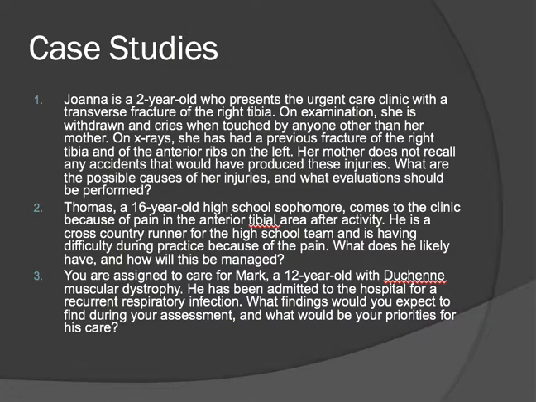All right, number 3, you're assigned to care for Mark. He's 12 with Duchenne's muscular dystrophy. He's been admitted to the hospital for recurrent respiratory infection. And what findings would you expect to find during your assessment? So one of the things with muscular dystrophy, by age 12, they will likely be wheelchair bound. Muscle weakness in his legs will result in him not being able to walk. He'll also probably have contractures of his knees and hips because no matter how much range of motion you do, because of the muscle deformities, it's very unlikely that he has not developed contractures.